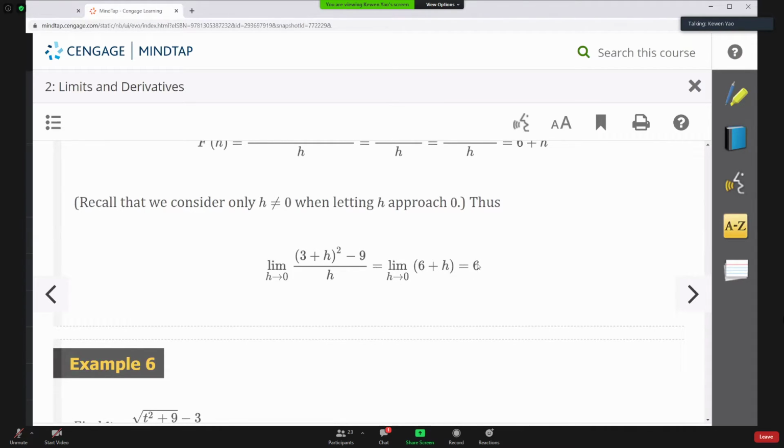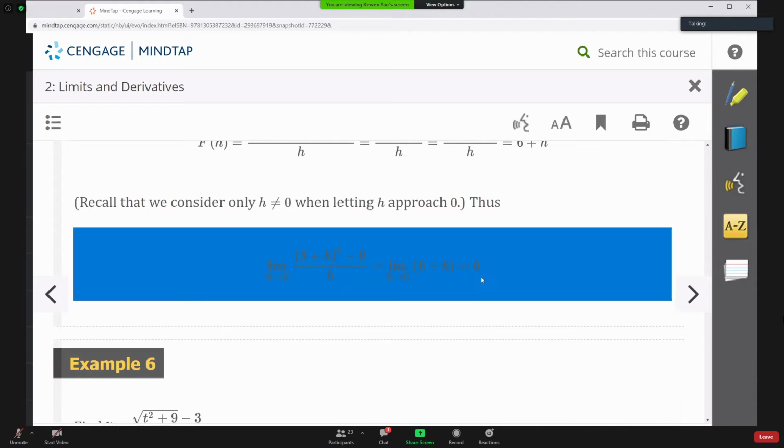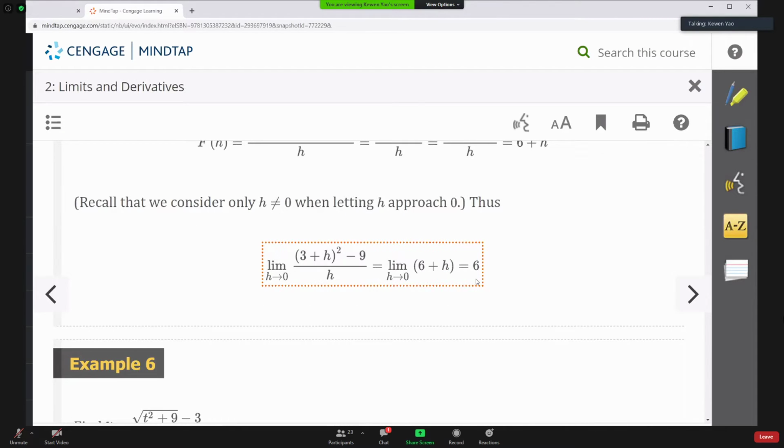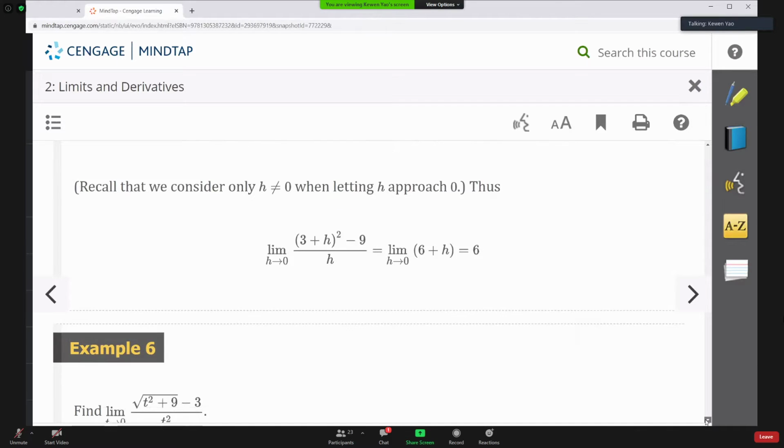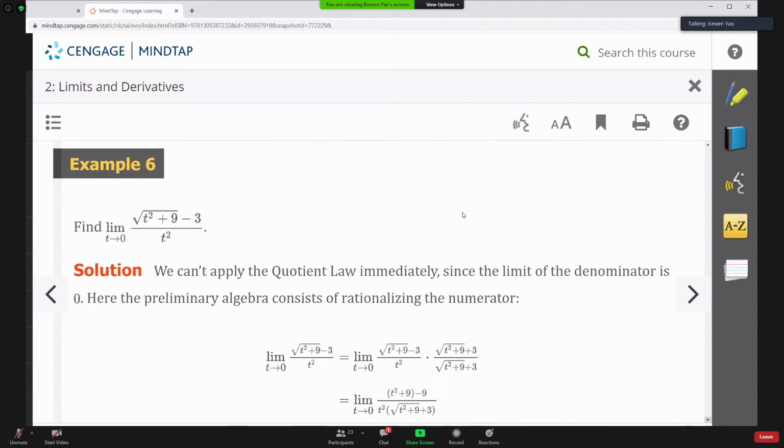DSP, right? 6. So we have found the answer. 6 is the final answer. So for this limit, we cannot use DSP right away. We have to do algebra, simplify first. Then we can use DSP to find the answer, which is 6. Now we have to do more examples in this section.